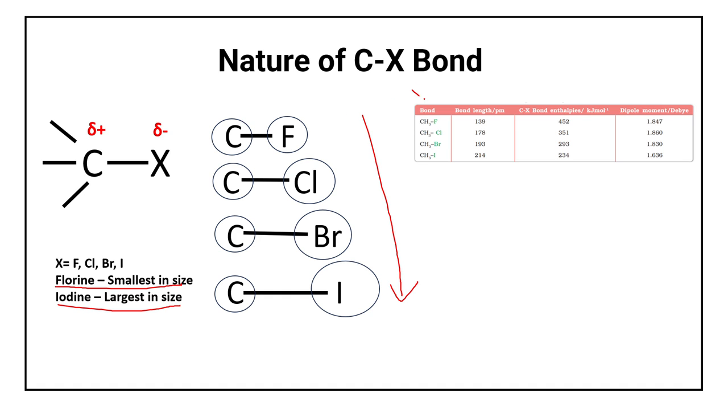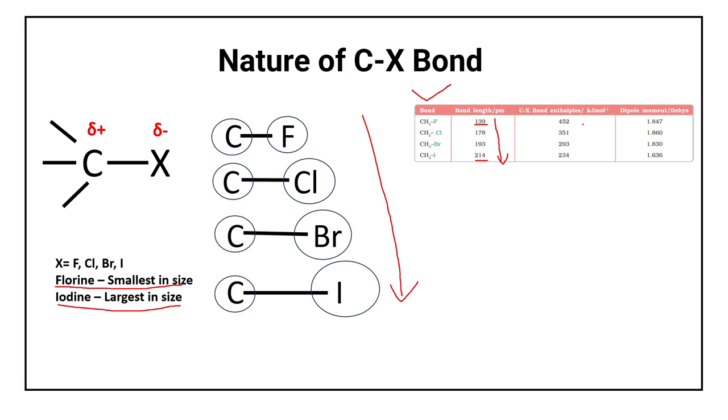Here is a table which shows the bond length. As you can see, the bond length increases down the group, moving from fluorine towards iodine. Fluorine has a bond length of 139 picometers, whereas iodine has 214 picometers.